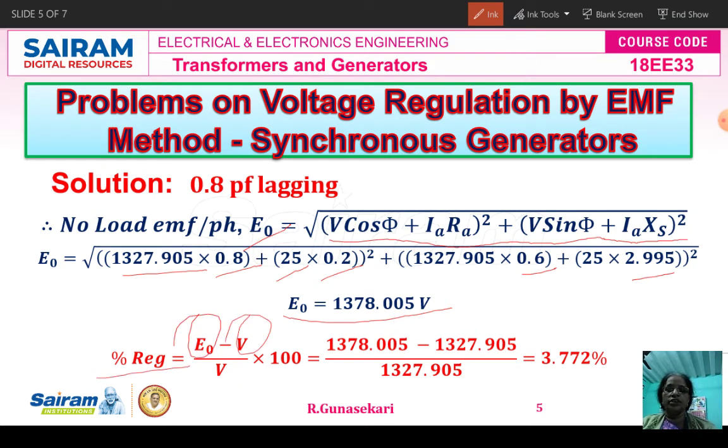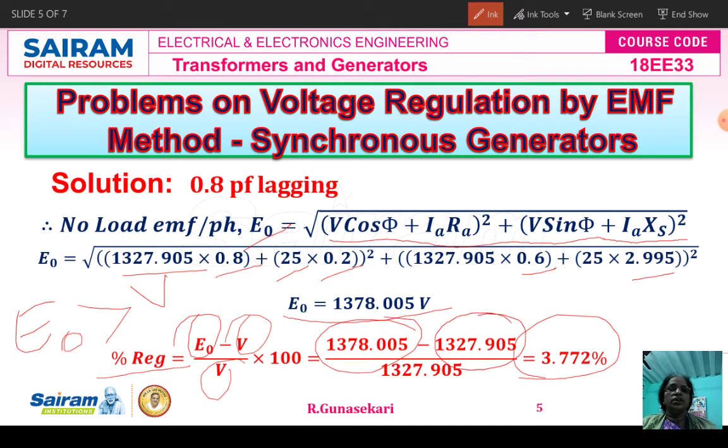the percentage regulation is equal to E0 minus V divided by V. Now you can substitute the values. We are getting the regulation for lagging power factor 3.772 percentage. We already studied in the previous lecture video the significance of the voltage regulation: for lagging power factor E0 is greater than V. Now you see the value E0 is equal to 1378.05, which is greater than the terminal voltage V, 1327.995. So that's why we are getting the voltage regulation value is positive.